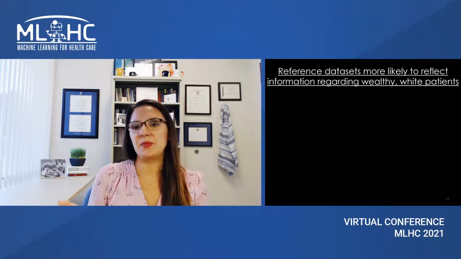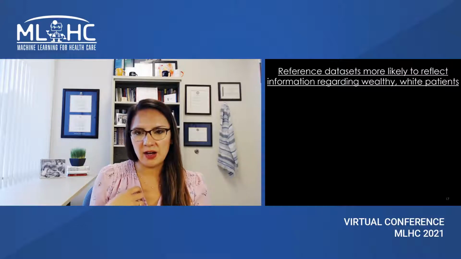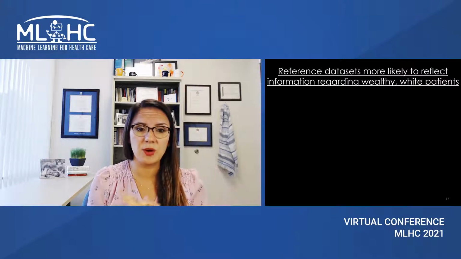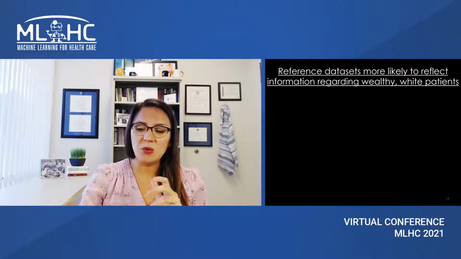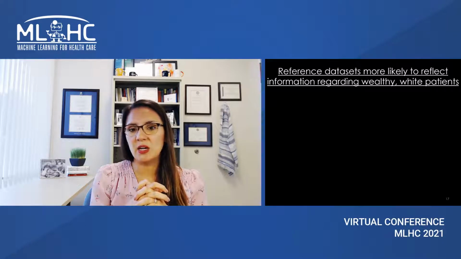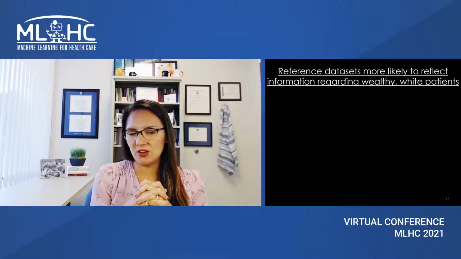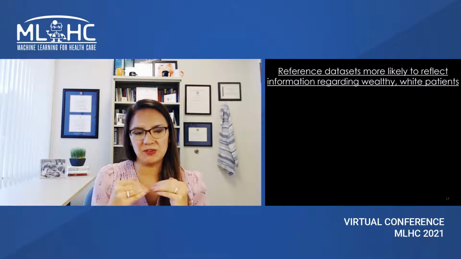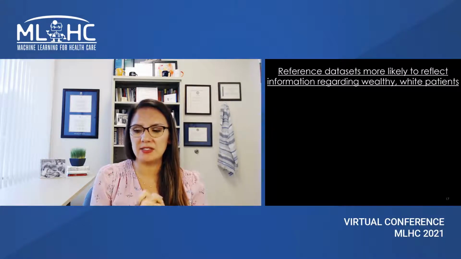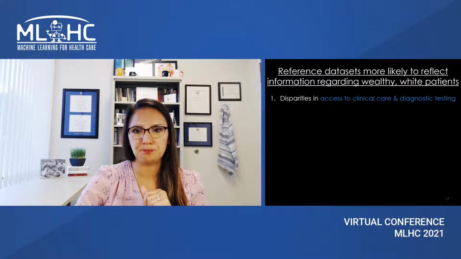So I think that this is actually something that is pretty widely known. If you don't know that reference data sets are more likely to reflect information regarding wealthy white patients, I suggest you read Casey Ross and Stat News more often. This is a pretty common problem among our machine learning reference data sets. But the thing that I want to add is that no two data sets are created equal, and no two disparities are either. And there's actually several different specific ways that we're building racial and ethnic biases into our reference data sets. So let me highlight a few of them.